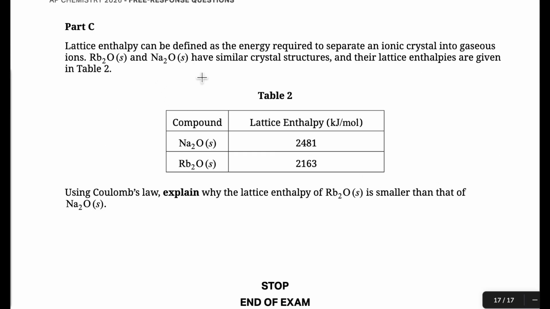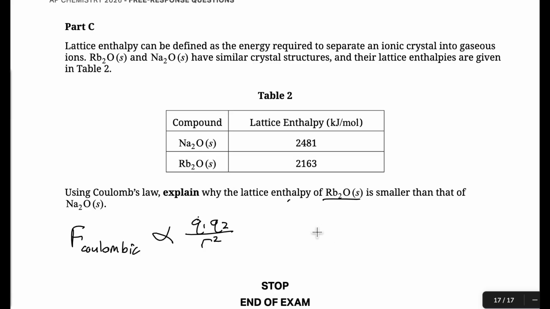Finally, part C. Lattice energy can be defined as the energy required to separate an ionic crystal into gaseous ions. They have similar crystal structures and the lattice enthalpies are given. Using Coulomb's law, explain why the lattice energy of Rb2O is smaller than that of Na2O. This is on your sheet, but it says that the Coulombic force, which is the attractive force in ionic compounds, is proportional to Q1 Q2 over R squared. All that means is this is the charge of the first ion, charge of the second ion, and the distance. I'll explain it in a sec.